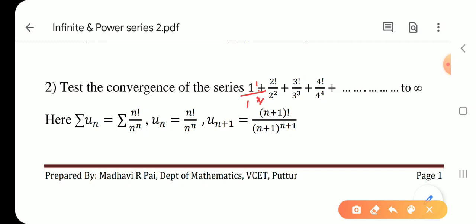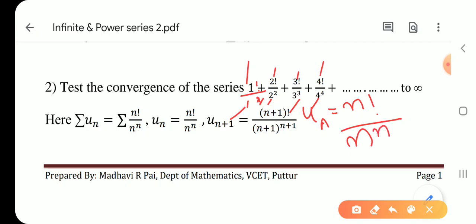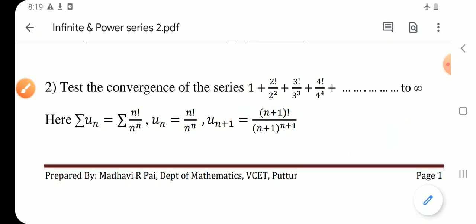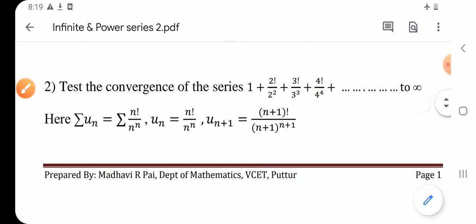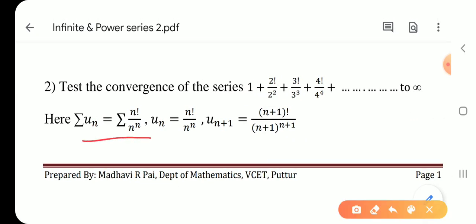If you see the numerator, it is 1, 2 factorial, 3 factorial, 4 factorial. So all are natural numbers, so the numerator becomes n factorial. Denominator, if you see 1, 2, 3, 4, so it is again n. And see the powers, it is also 1, 2, 3, 4. It goes on increasing, so it is n to the power n. So the series we have written as un, sigma n factorial by n to the power n, and the nth term is only this: n factorial by n to the power n.